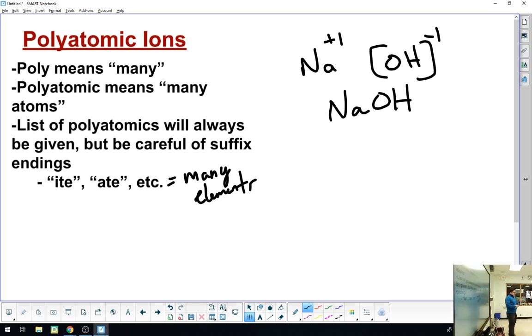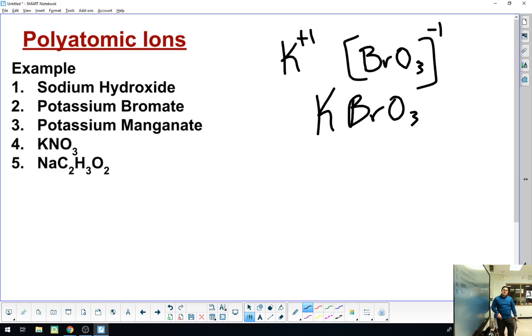When it comes to your polyatomics, the charge is given, and here's the big thing people get stuck on. Am I good to move on? People see bromate and blow right past that ATE ending. This means it's a polyatomic. It is not bromide. Bromide would just be Br, and then you look at the charge and find that it is a -1. This is bromide.